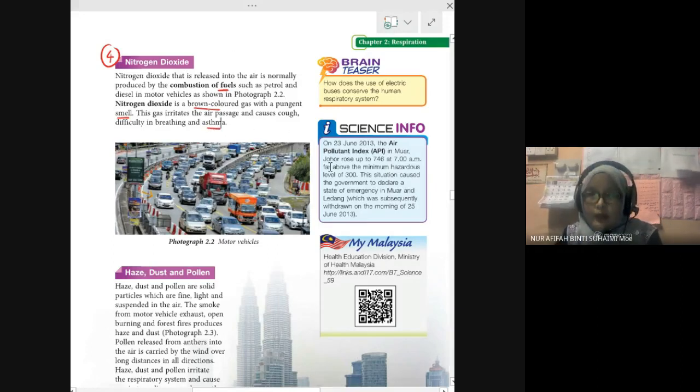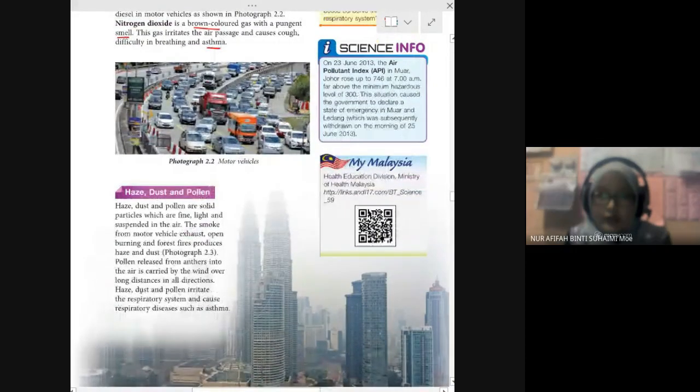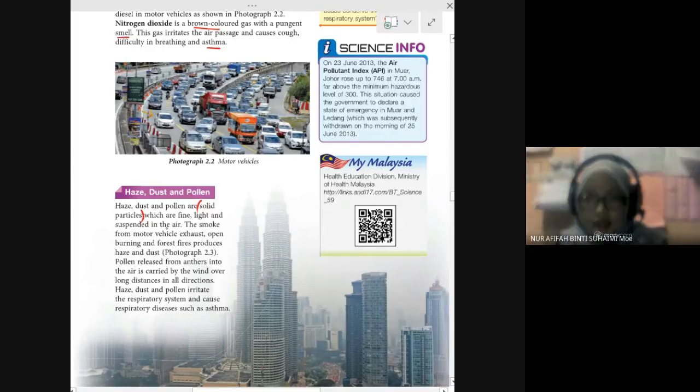Okay, the last one is haze, dust, and pollen. Haze, dust, and pollen are solid particles, solid molecules that float in our atmosphere, which are fine, light, and suspended in the air. So this comes from the exhaust also, open burning, forest fires. So this one will produce haze and dust.